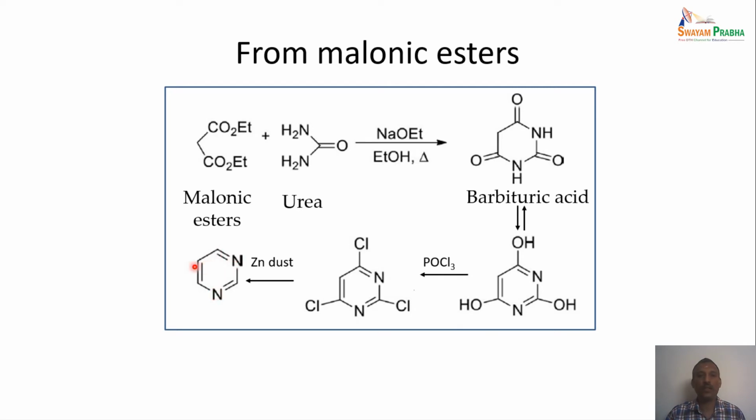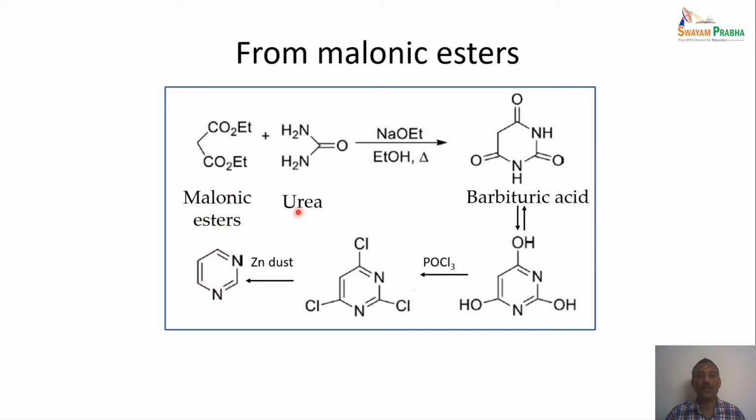So that way you can correlate that with pyridine. Pyridine is 1 nitrogen with a 6-membered ring. Pyrimidine is 2 nitrogen with a 6-membered ring. So this is the pyrimidine. How the pyrimidine can be synthesized is given here.